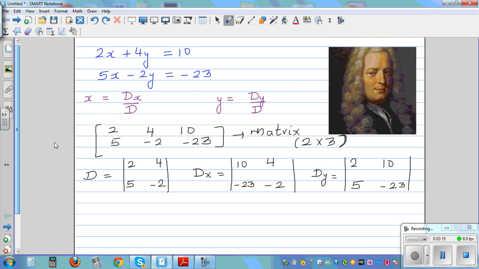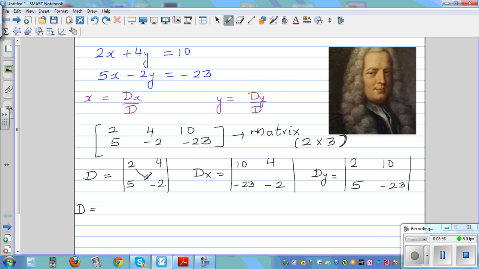So let me go over this again. What we did is 2, 5, 4, negative 2. That is the determinant which will come in the denominator. Dx is, you don't write the coefficient of x, you leave it blank, and you write the coefficient of y, which is 4, negative 2. And in place of the coefficient of x, you write the constant 10, negative 23. And for dy, you write the coefficient of x, and you don't write the coefficient of y. In place of the coefficient of y, you write the constant. And this is how you find the determinant. This is some algorithm you need to remember.